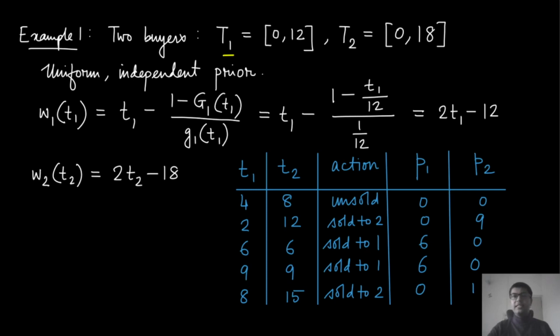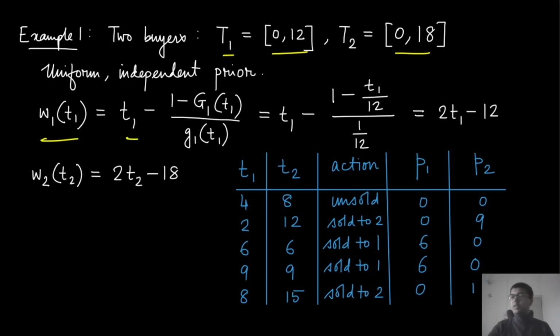Player 1 has a type between 0 and 12, and player 2 has a type between 0 and 18. We also assume that the players' types are drawn uniformly at random and are independent of each other. So now if we calculate this wi of ti, that's the virtual valuation of player 1.